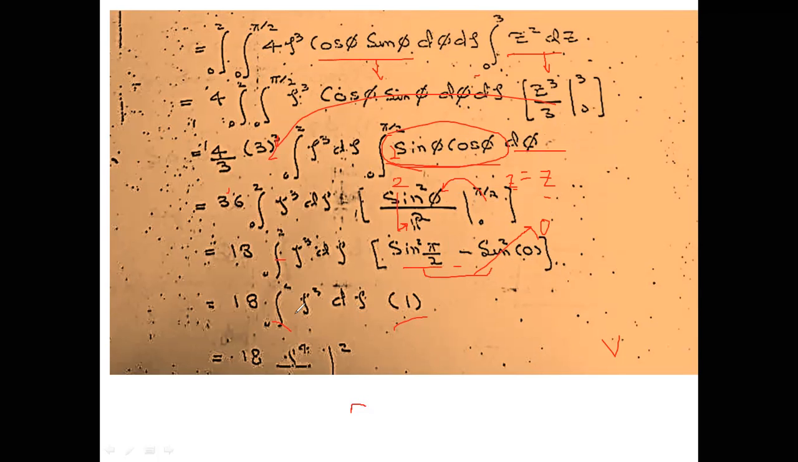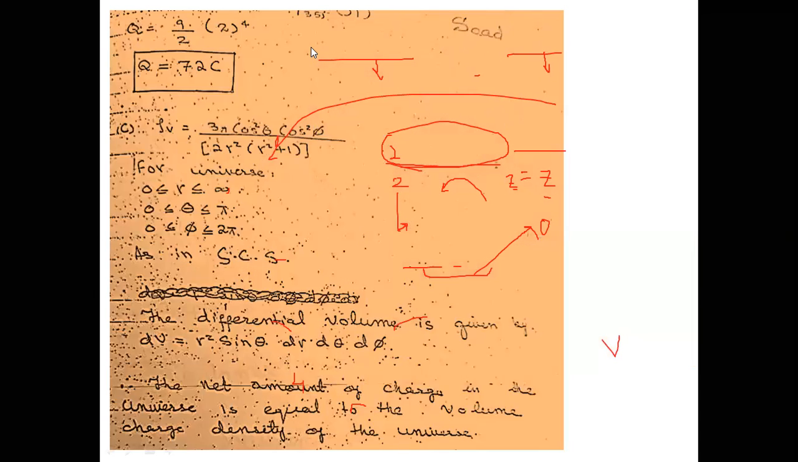At the last we have to apply the integration for rho cube, which is rho 4 over 4, and the limits are from 0 to 2. So in the next slide, we will apply the limits, and we will get 72 coulomb finally.